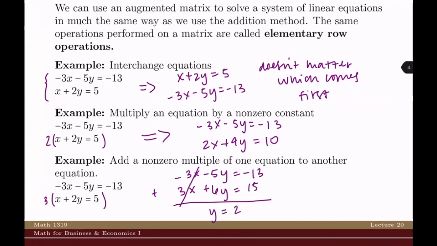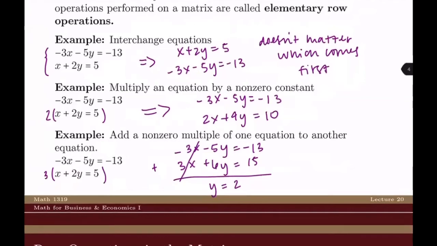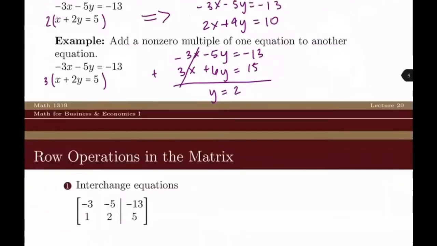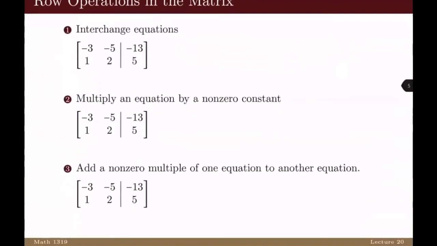And I get y equals 2. So we're going to talk about how to do these operations in matrix form. So the first thing that we're going to do is interchange the equations. So what we want to do is exchange row 1 with row 2.